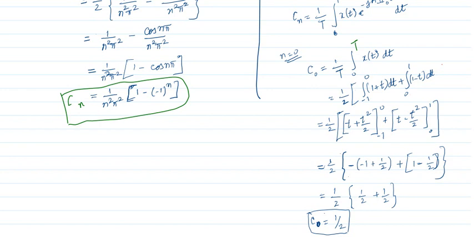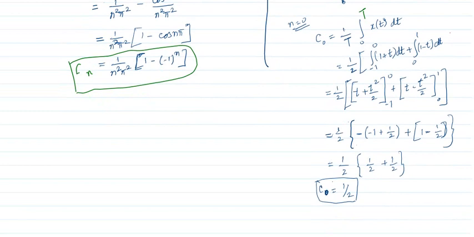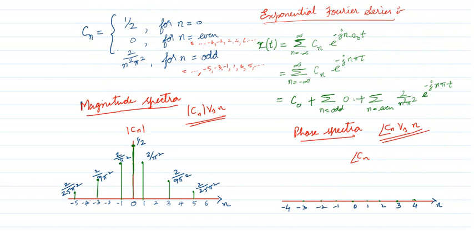Integration of 1 is t. Integration of t is t squared by 2. Similarly, substitute the limits. On solving, we will get C naught as 1 by 2. Now we have to plot. In exponential Fourier series, the question would be like find the magnitude spectra or phase spectra, or they may simply ask to find the line spectra. Line spectra is nothing but the magnitude spectrum and phase spectrum.